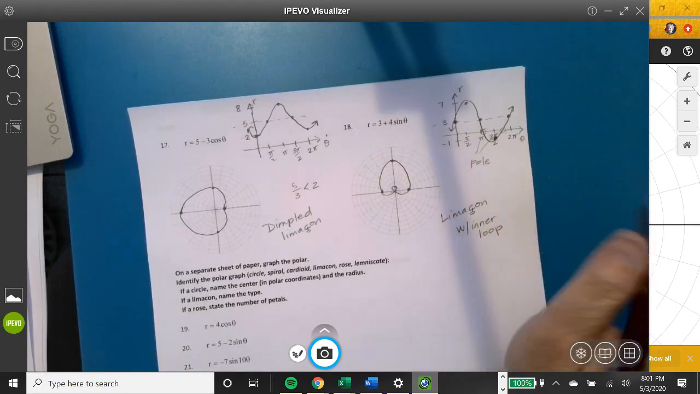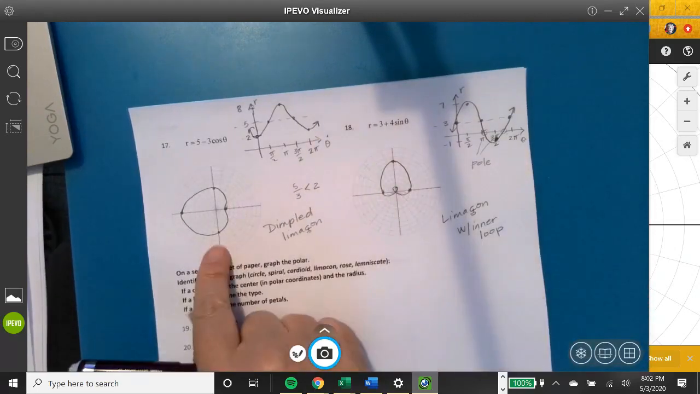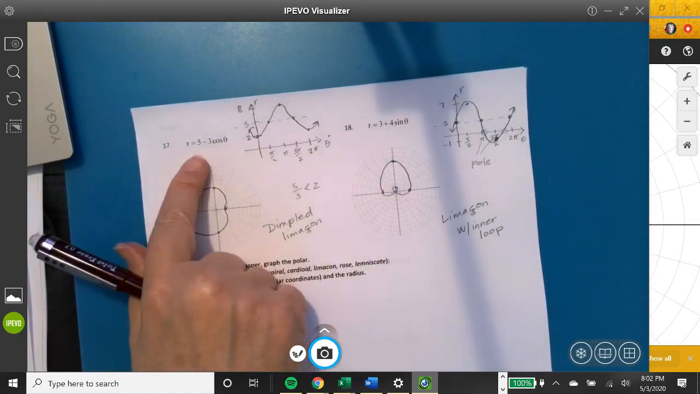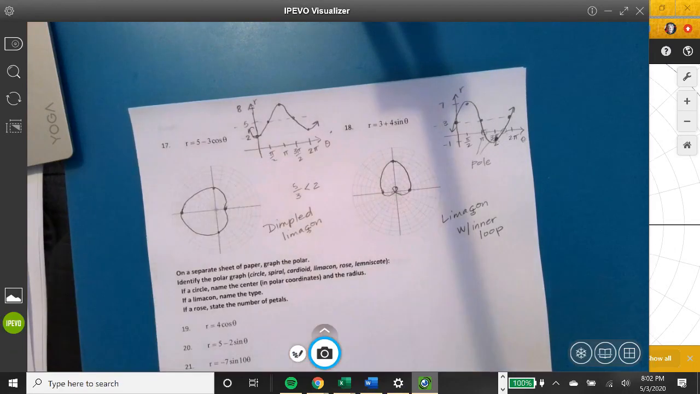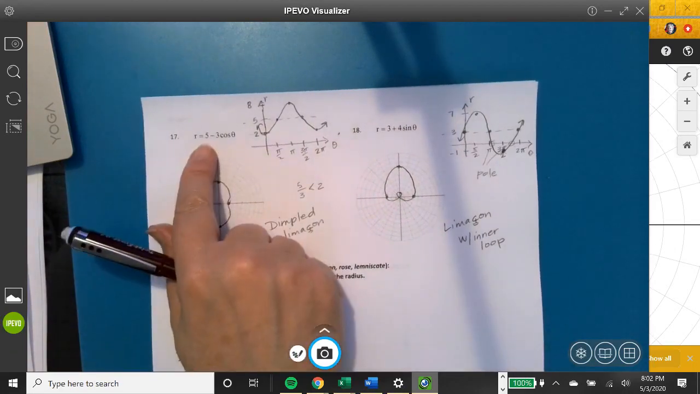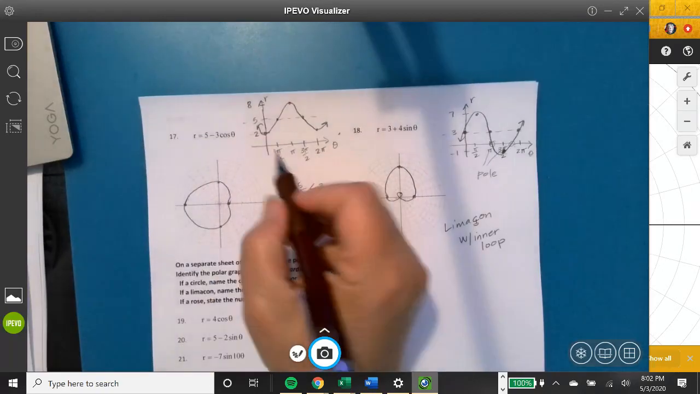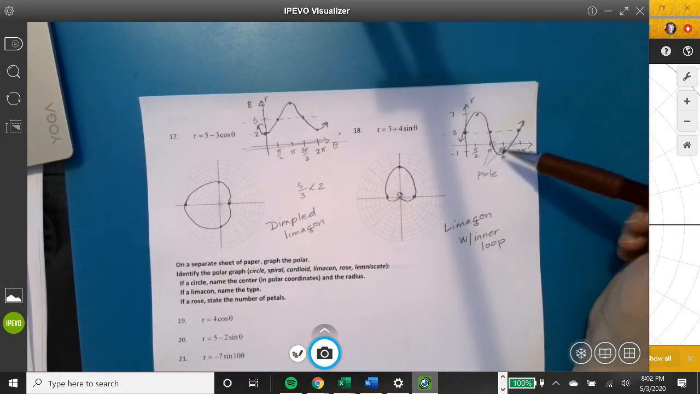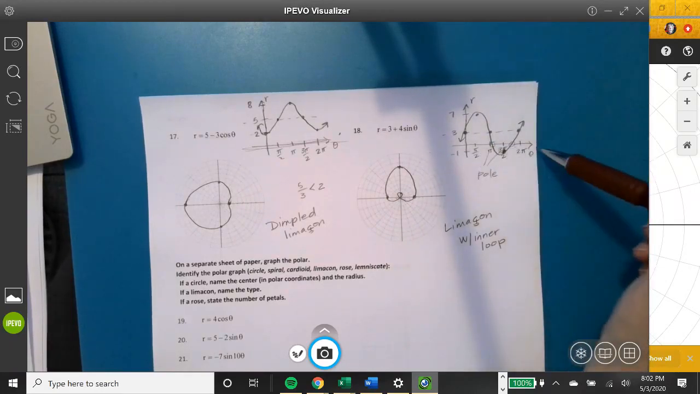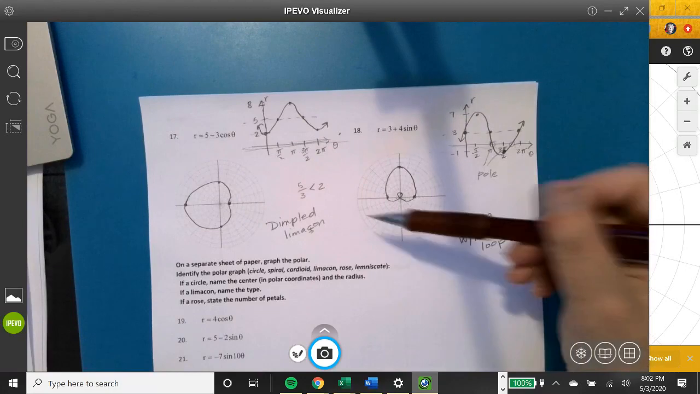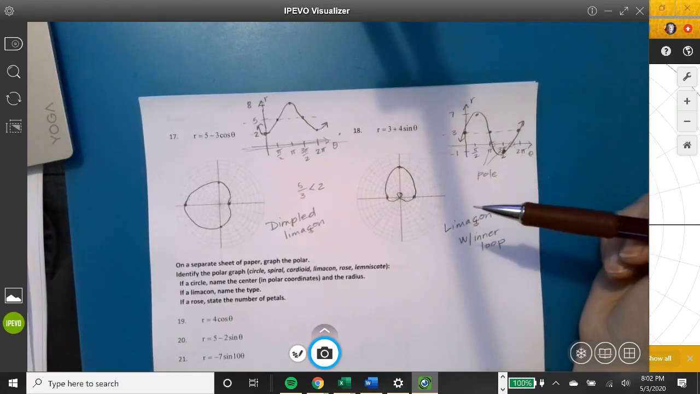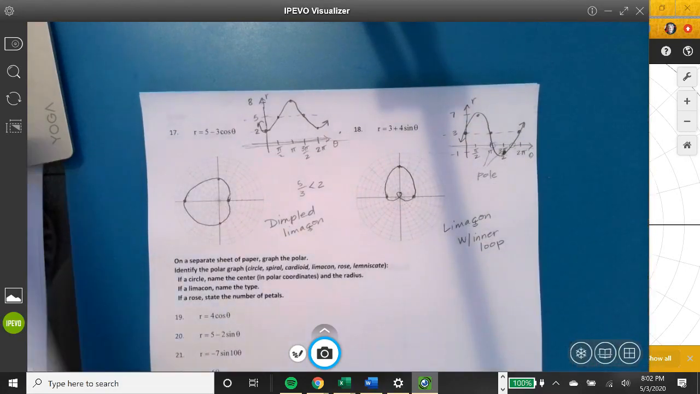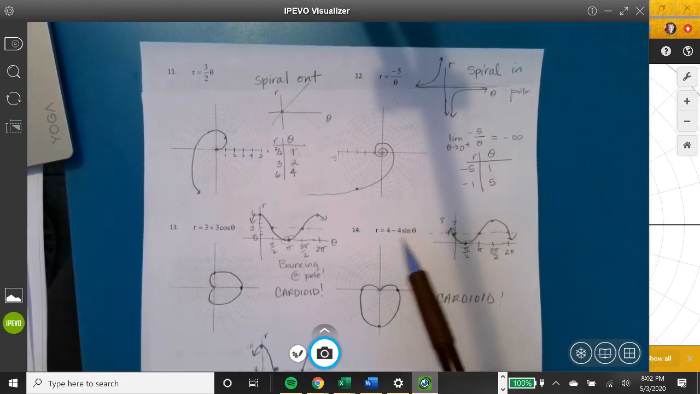Now, how do we know the difference between a dimpled limaçon and a limaçon with an inner loop? Well, you'll notice that when you have an amplitude that's smaller than your midline, you're never going to reach the pole, because this is the pole. And if you have an amplitude that's bigger than your midline, you're going to dip below the pole. So you're going to have to pass through the pole. And that's going to give you the limaçon with the inner loop. And you know that you're a cardioid if you bounce when these are the same.